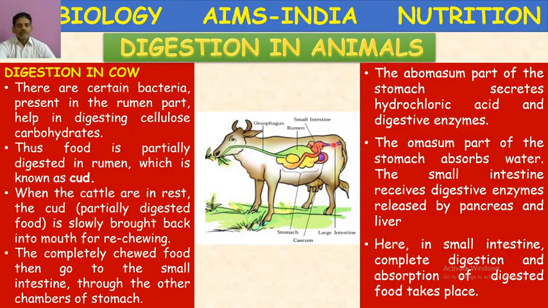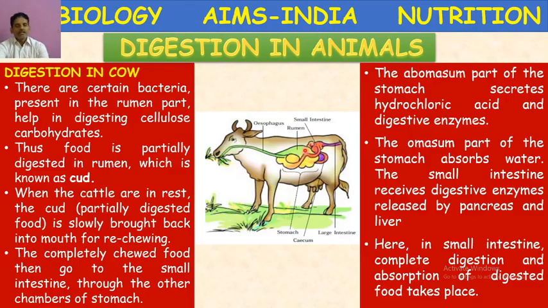Then the undigested food containing water passes to the large intestine, where water absorption takes place. Then the feces are expelled in the last step, that is excretion or egestion. So this is the ruminant's digestive system. In the ruminant's digestive system, the stomach is large in size, divided into 4 chambers: rumen, reticulum, omasum, abomasum.